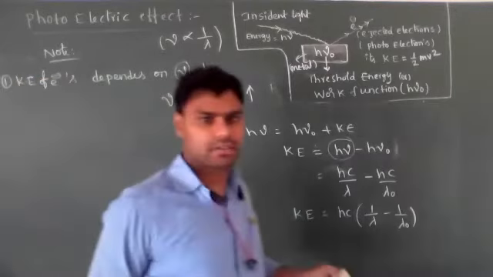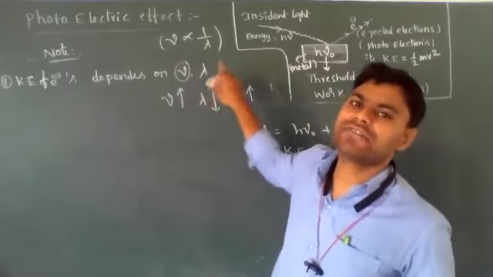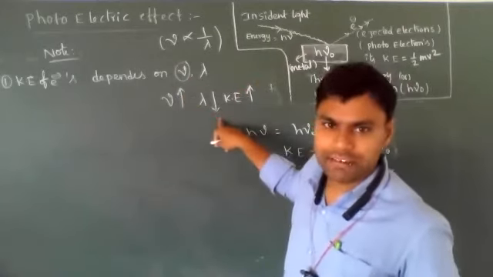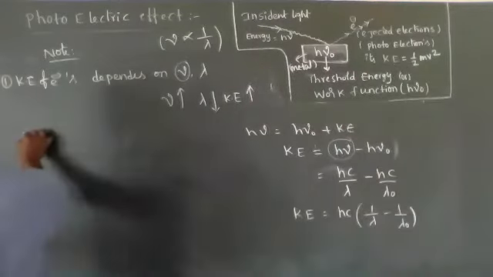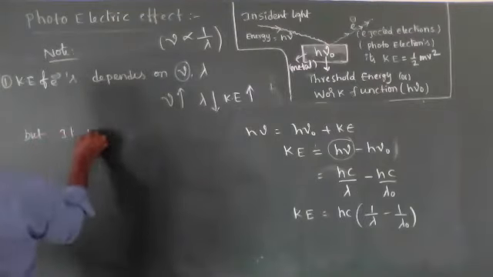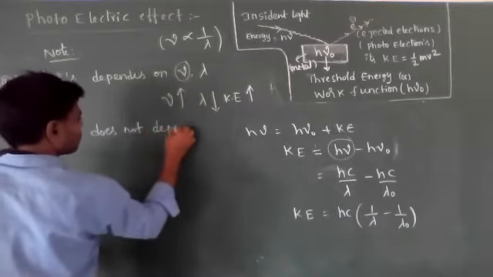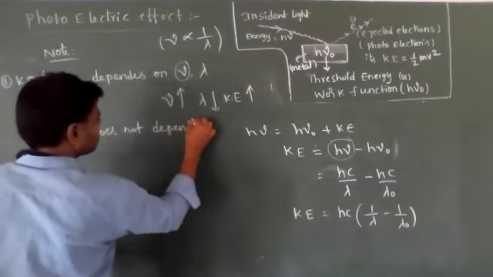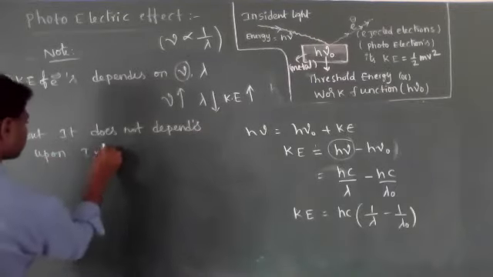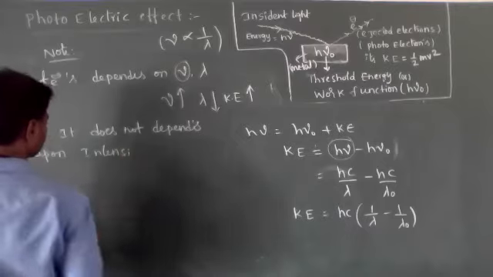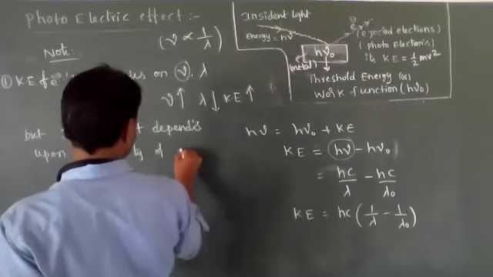Kinetic energy of electrons depends on the incident light frequency and wavelength. If frequency increases, the wavelength of incident light decreases, then kinetic energy increases. But it does not depend upon the intensity of incident light.